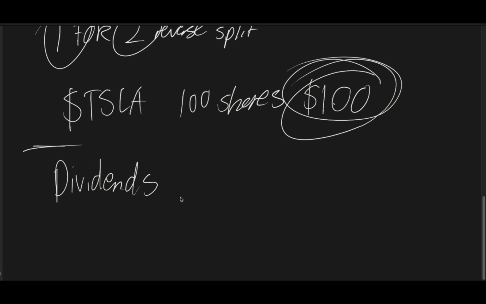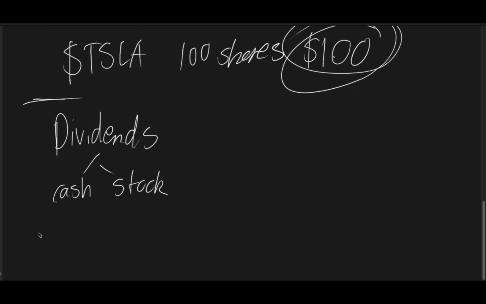Now, what are dividends? A dividend is a portion of a company's profit that you give back to the shareholders. So it can be either in cash or stock. So cash or stock, these are the two types of common dividends. So for example, let's say stock, let's keep it at XYZ.